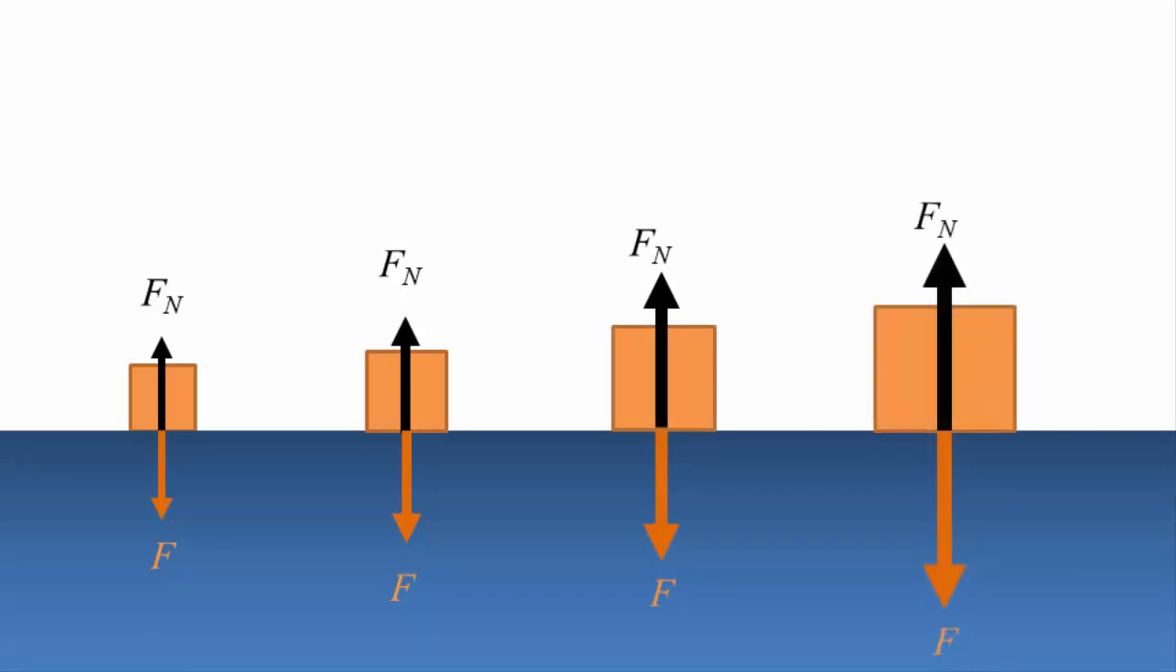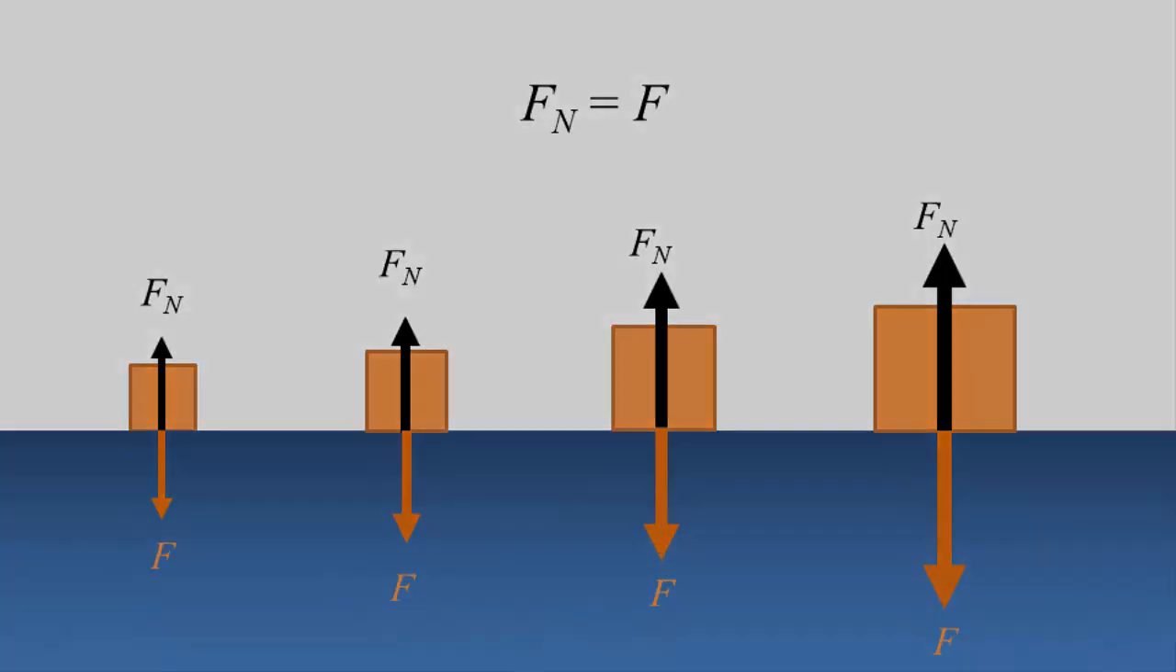However, the normal force will never be greater than the applied force. If this were the case, it would result in a net force in the upward direction, causing an acceleration, and the mass would fly up into the air. The normal force reacts such that the net force perpendicular to the contact surface is always zero.